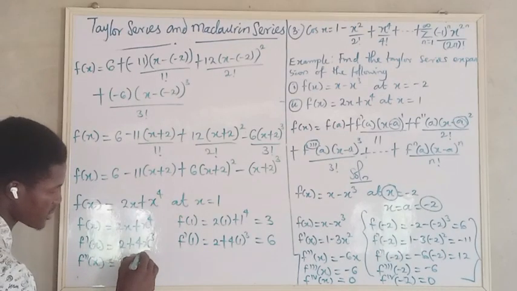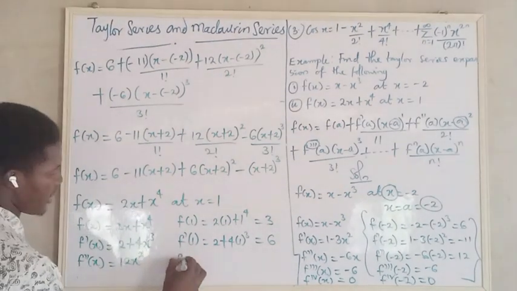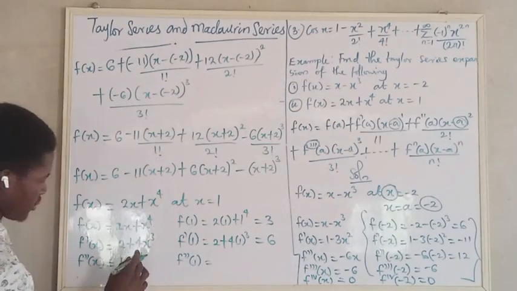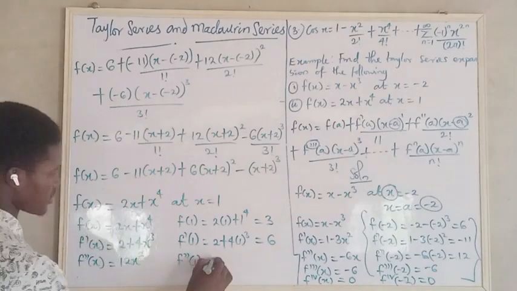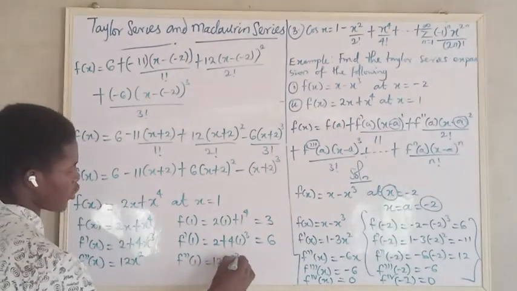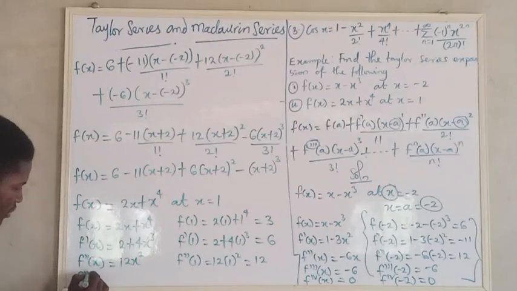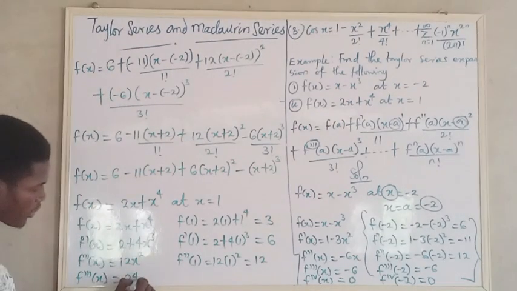Then the next one, f prime prime of x, which gives us what? 12x raised power 2. Then f prime prime of 1 will give me what? This 12, then this 2. So this is 12 into 1 square, which gives us 12.